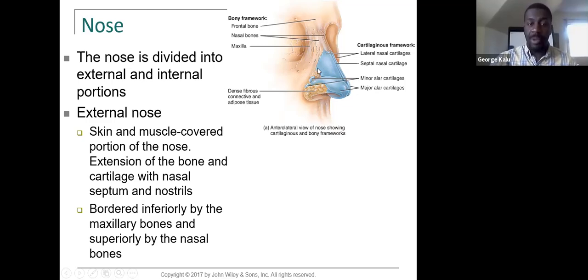And so when we take a look at the nose, it's going to be surrounded by two bones. Inferiorly, it's going to be bordered by the maxilla bones, and then superiorly, we're going to have the nasal bones. And so those are going to kind of form the boundaries for our nose.